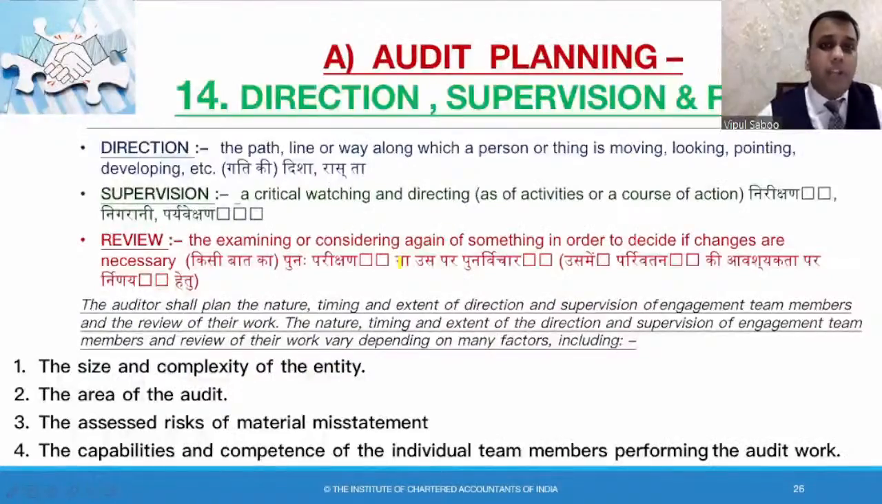Then we had this direction, supervision, and review of the audit going on. Okay, so these were literal terms. What is direction, what is supervision, and what is review? You have to direct your team. You know what the engagement team is, right? Partner and the article assistants. Supervising the team, whether they are working fine or not, whether they are facing any issues, and we should try to resolve those issues.